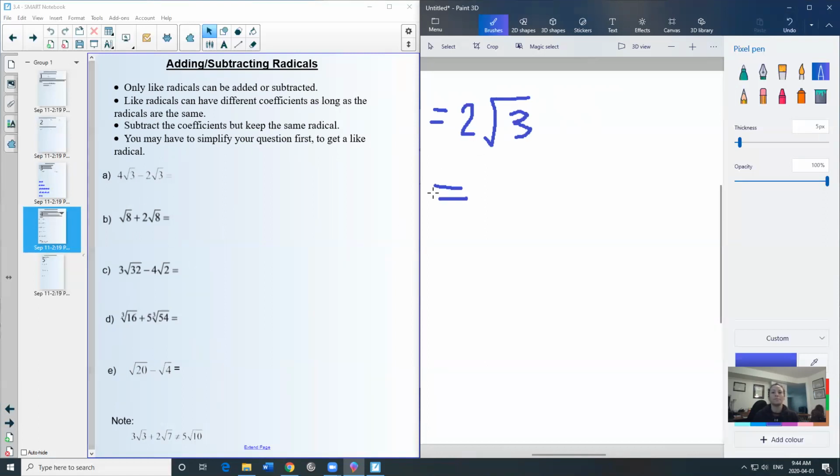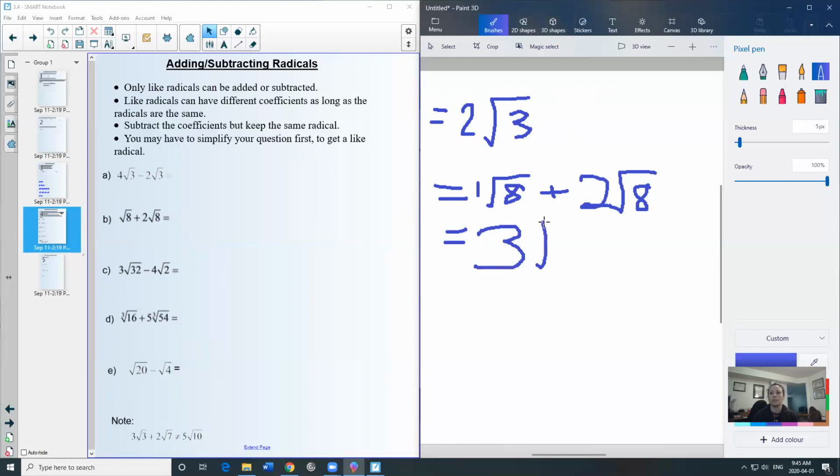Part B, root 8 plus 2 root 8. That would be like having 1 root 8 plus 2 root 8, right? Just because there's no number in front, you can treat it as though it's a coefficient of 1. 1 plus 2 is 3. And we end up with 3 root 8, okay?